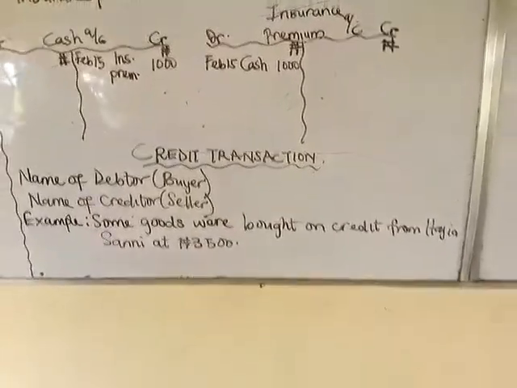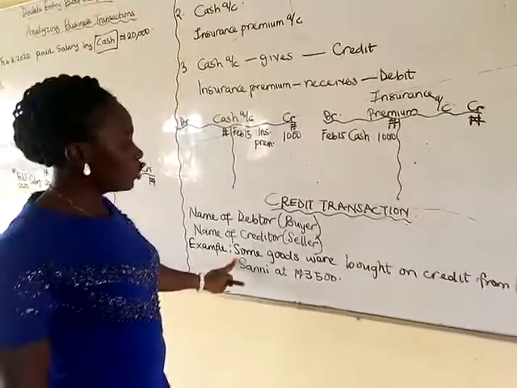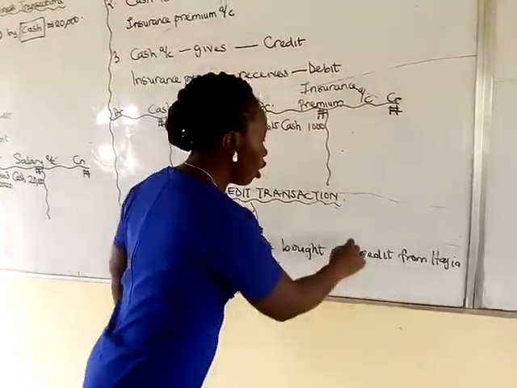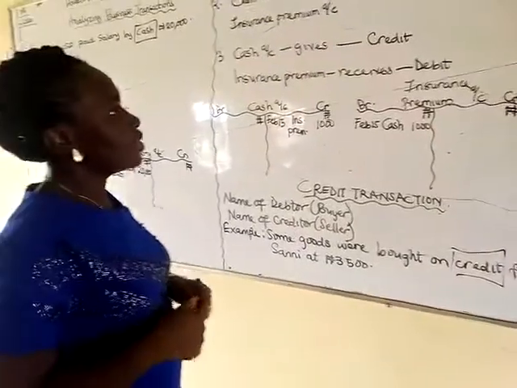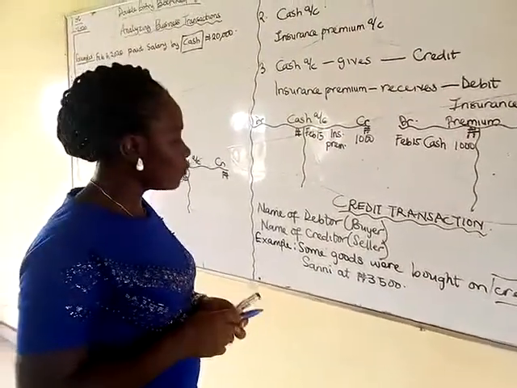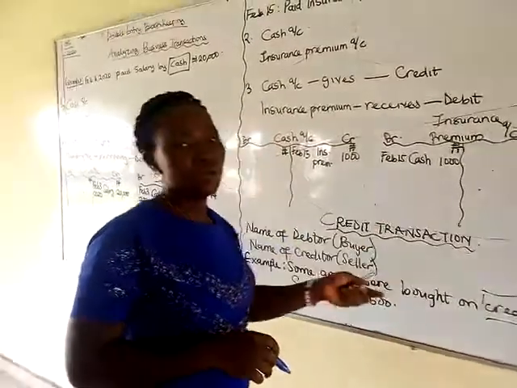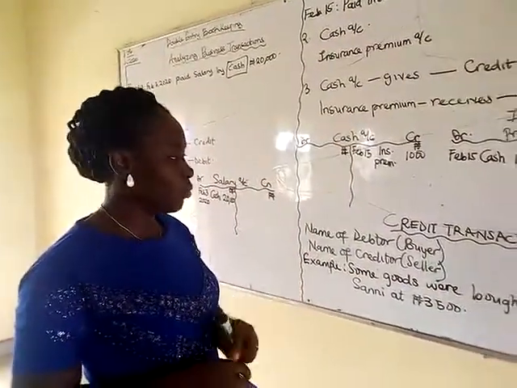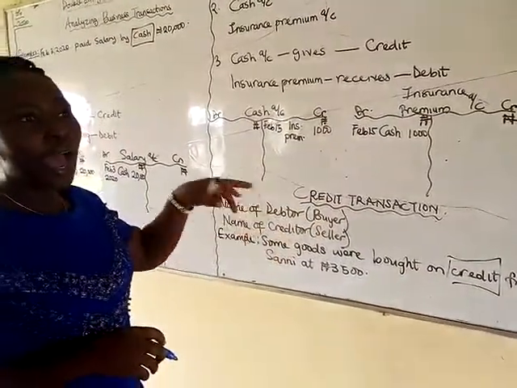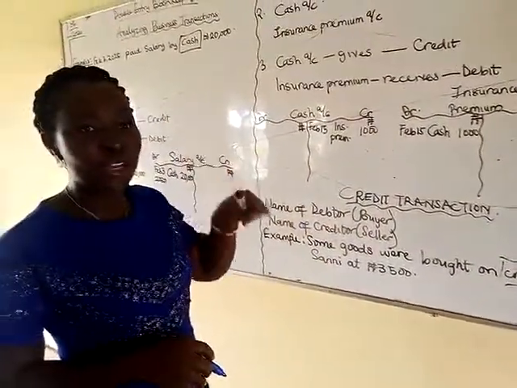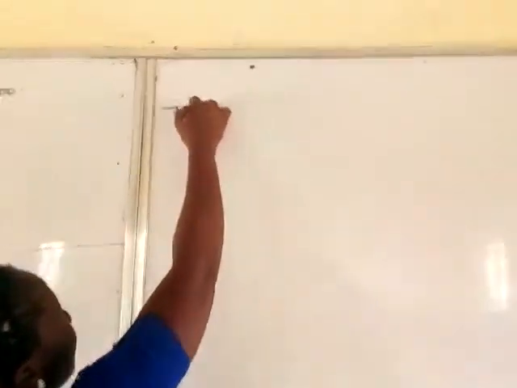We have been able to fulfill the first step, determine the type of transaction you have. From the question, you can see that the goods were bought on credit, which tells you that that is a credit transaction. So the two accounts involved, one of it will be the name of the person who either sold the goods to you or who bought the goods from you. In this case, Haja Sunny sold goods to you. Haja Sunny is your creditor. So one of the accounts you'll be having there will be Haja Sunny account.